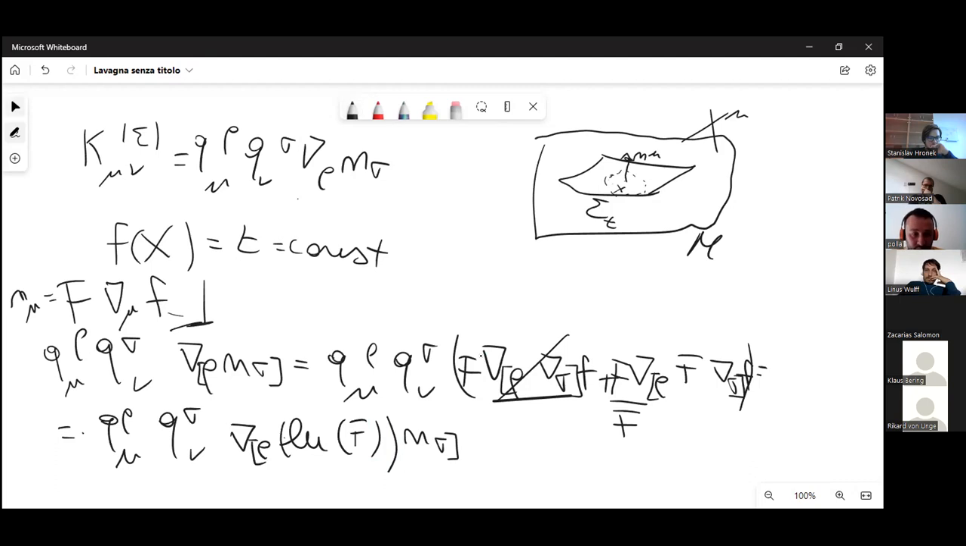Now we know that this q sigma nu contracted with n sigma is 0, because we said that this n is orthonormal and this q is just the metric tensor on this sigma here, which is spatial. So that's why this all vanishes, and so the antisymmetric part is 0 and it's only symmetric.